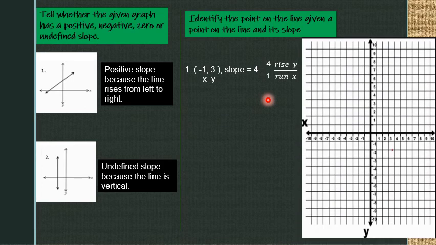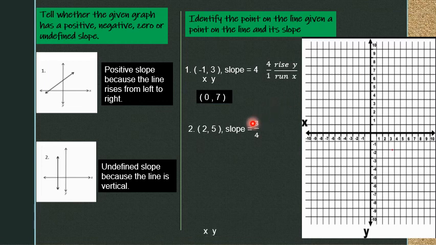So we have the graph here. We're going to plot first the point negative 1 and 3. Or you can picture in your mind where negative 1 and 3 is located. Negative 1 and 3 is here. And then we're going up because it is rise. Count 4 units: 1, 2, 3, 4. And then run going to the right is this one. So we have the point 0 and 7.